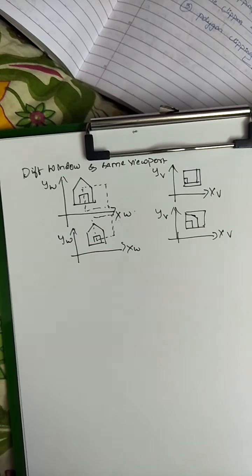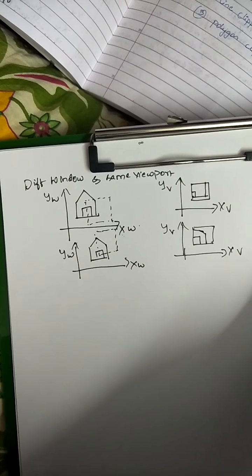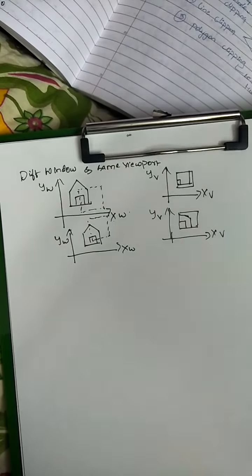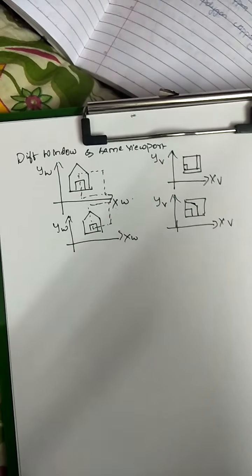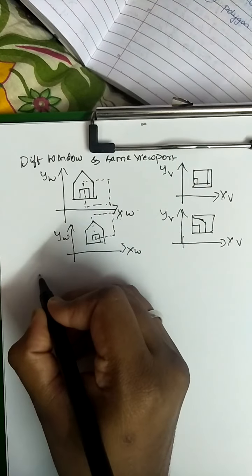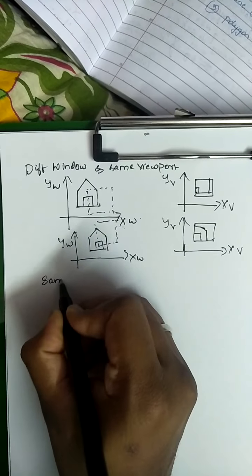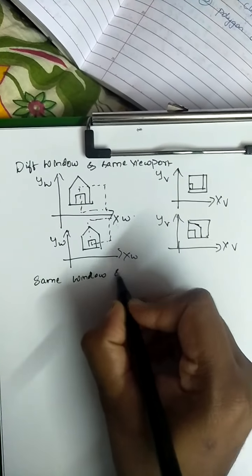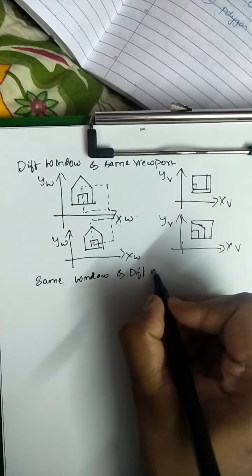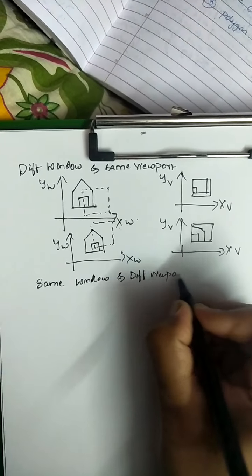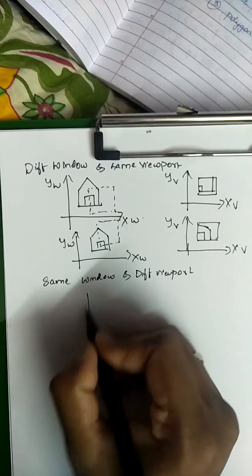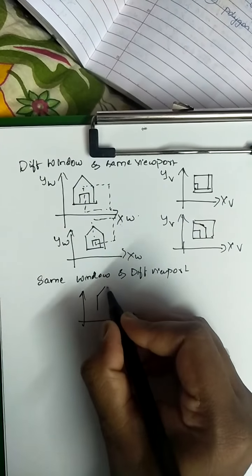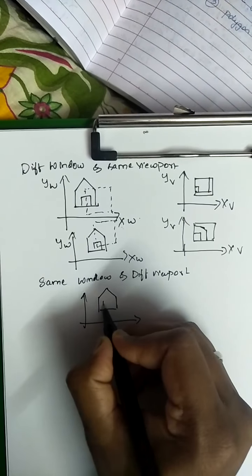Fine. Now let us take a different case. Same window but different viewport. Means same window and different viewport. How does it work? Consider the same object. Consider this object.